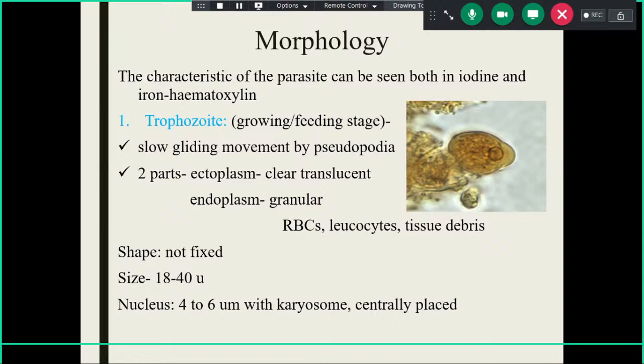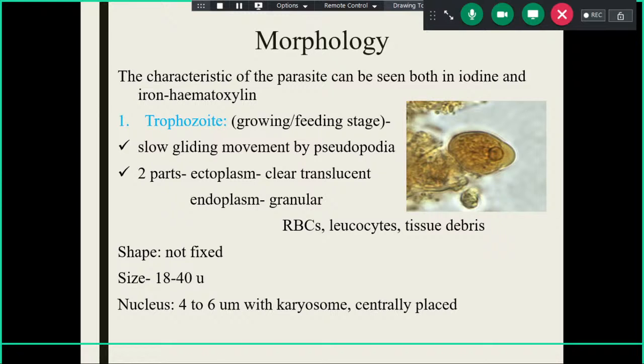See, the amoeba, I told you, it has 2 stages, basically 2 stages. There is an intermediate stage also, pre-cystic, but basically it has trophozoite and cystic stage. The characteristics of the parasite, both the trophozoite and the cystic stage, will be better appreciated in iodine and iron hematoxylin stain.